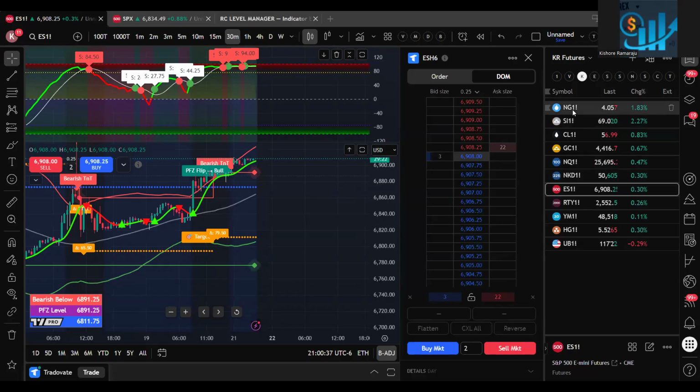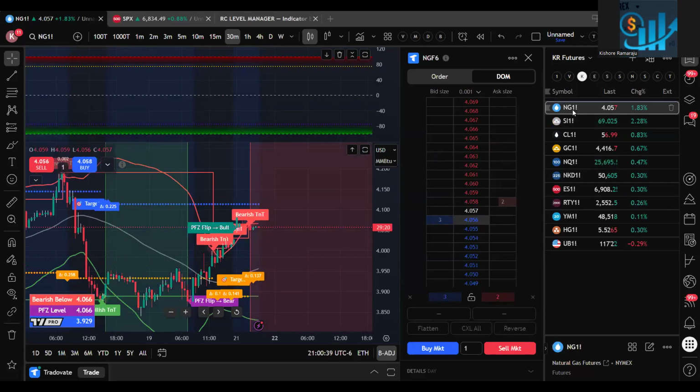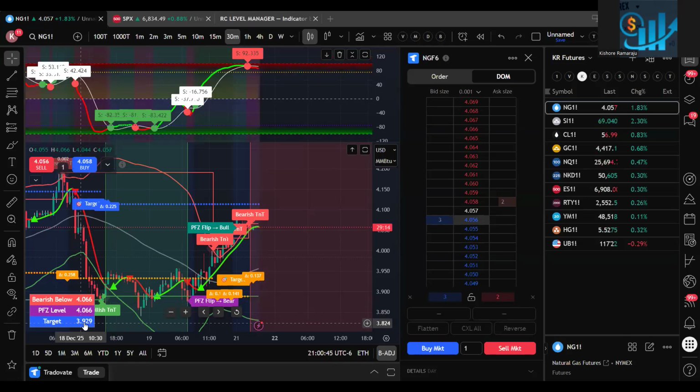If you look at natural gas, it is telling if it goes below 4.066, there is a possibility it may drop until 3.929. That means it is below 4.066. There is a possibility you may see a drop on natural gas overnight.